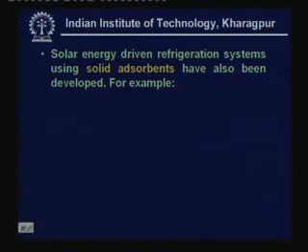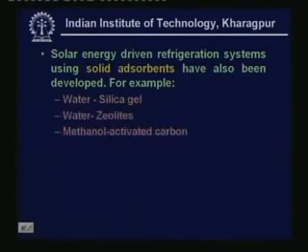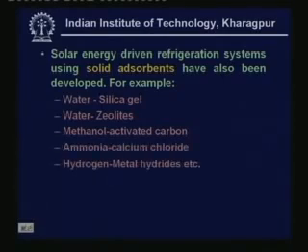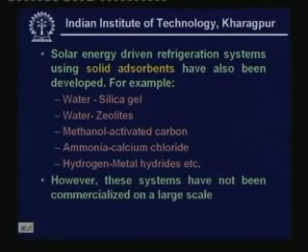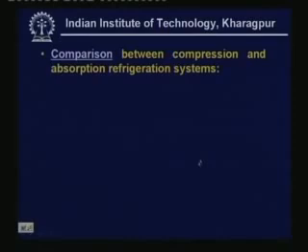And solar energy driven refrigeration systems can also use what are known as solid adsorbents. Some examples are water and silica gel, where water is the refrigerant and silica gel is the adsorbent; water and zeolite, where zeolite is the adsorbent; methanol and activated carbon, where methanol is the refrigerant and activated carbon is the adsorbent; ammonia and calcium chloride; and hydrogen and metal hydride systems. However, these systems have not been commercialized on a large scale.